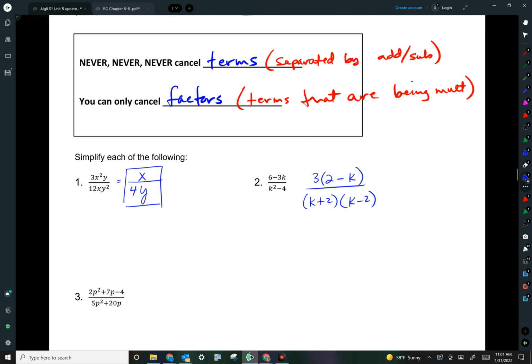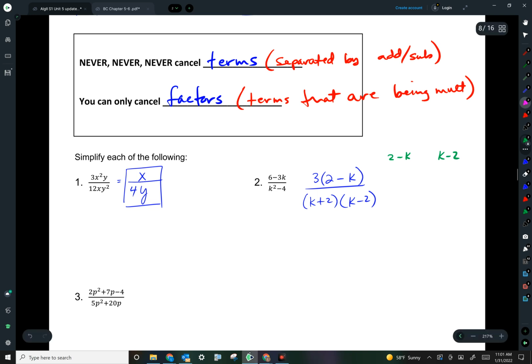Okay, so now that I have it in factored form, I can look and see if I have anything that's the same, so I can cancel. What you may notice, and here's a little side note, is that on top I have a 2 minus k, but on bottom I have a k minus 2. It might be hard to tell, but those are actually the same number, except one's positive and one's negative.